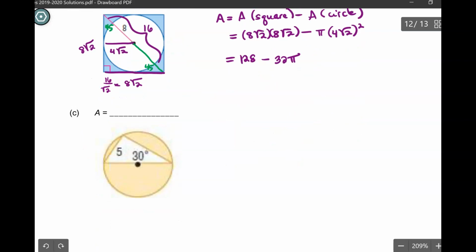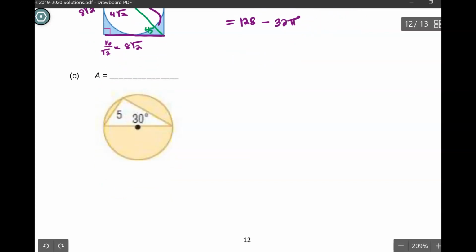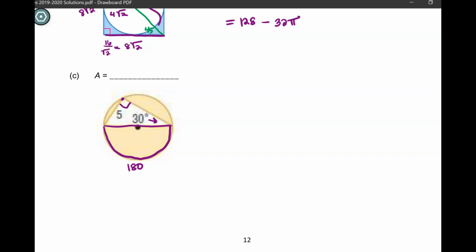Okay, for C, we have a triangle inscribed in a circle. And I see one side is labeled as 5. Now, I notice that I have a 30 degrees. That's referring to that angle. And this is a diameter, which actually makes this 180 degrees, right? A semicircle. This is an inscribed angle, and if you remember from the last chapter, the inscribed angle has to be half of its arc. So that makes that 90 degrees.